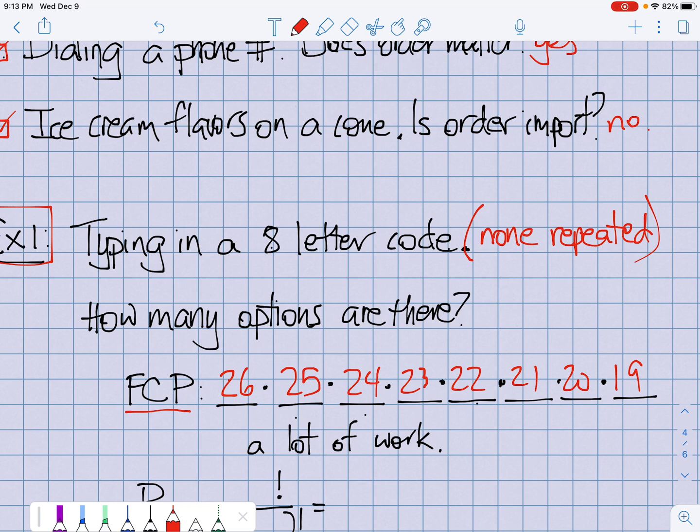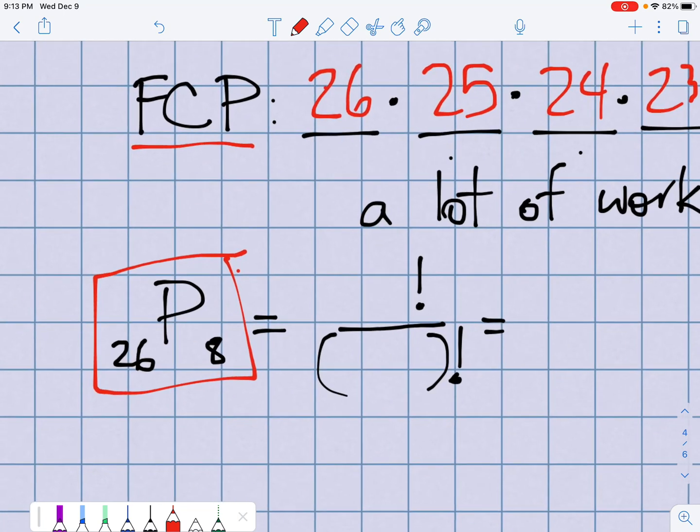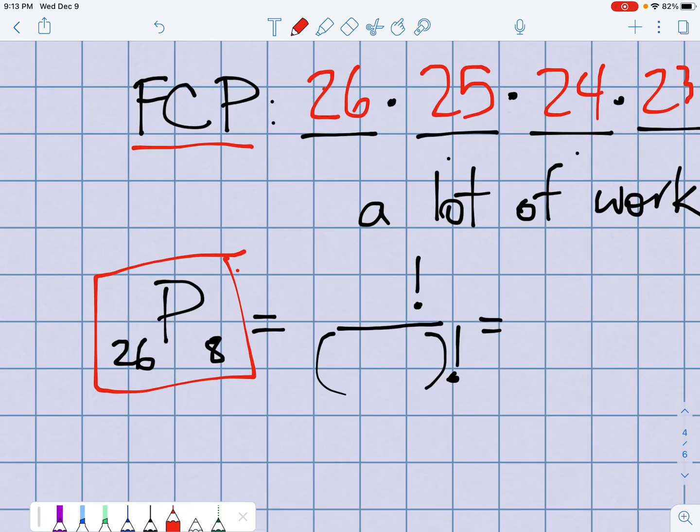Now, for most of us, doing that on a calculator is doable, but there's a good chance we'll type in a mistake because of so many calculations. Whew. So we have a shortcut. The shortcut is, I could say, of 26 things, I want to permute 8 of them. So first of all, type in 26 factorial. Then in your denominator, you're going to say, what is 26 minus 8? I'm going to do a little bit of subtraction here and say, that's 18 factorial.